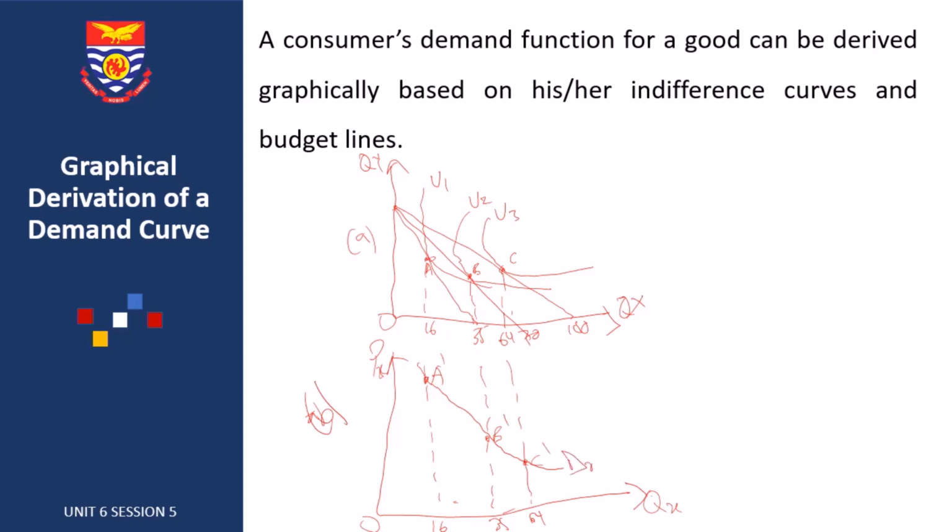This is demand for X. Alright, we have to get their respective prices. So let's make it 10 for here, 5 for B, and give C 3.5. Alright, so now let's talk about this diagram that we have here.